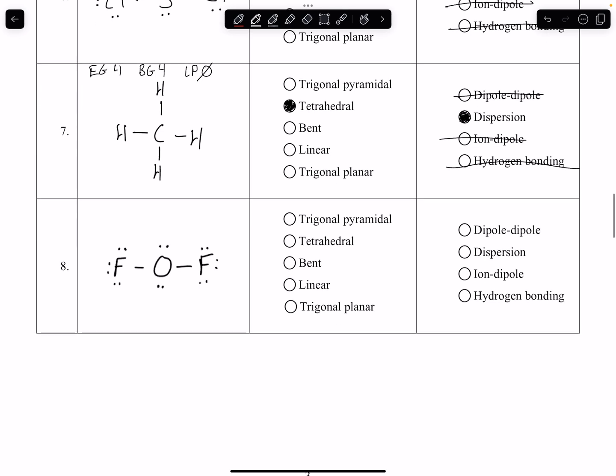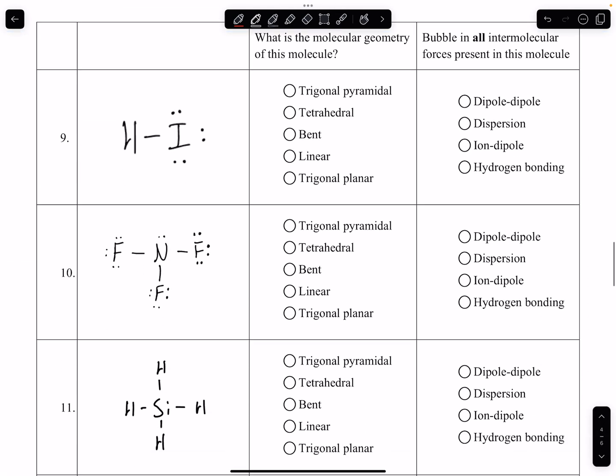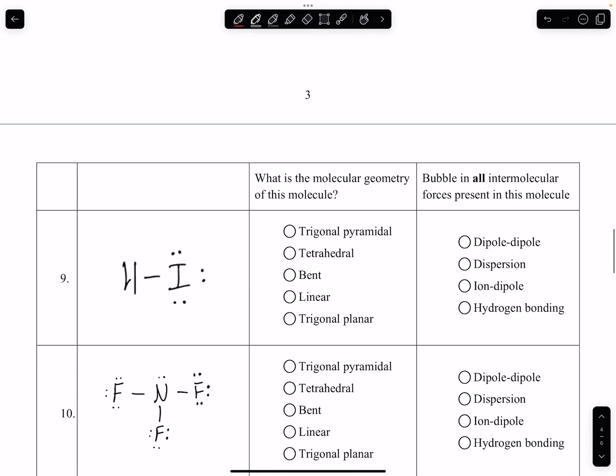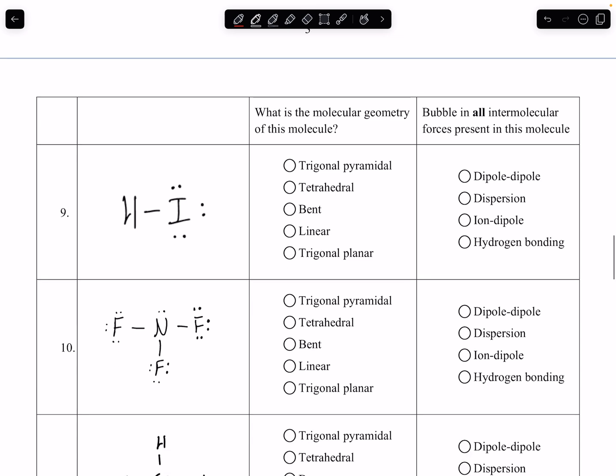Okay, so next, electron groups, there's 4. Bonding groups, there's 2. Lone pairs, there's 2. So this is bent again. It is polar, so it's dipole-dipole, and it has dispersion forces because everything has dispersion forces. Not ion-dipole, no hydrogen bonding. Did I put anything with hydrogen bonding in here? Oh, I didn't put anything with hydrogen bonding in here. Okay, I'll draw an example, and then I'll add it to the actual one that I uploaded.